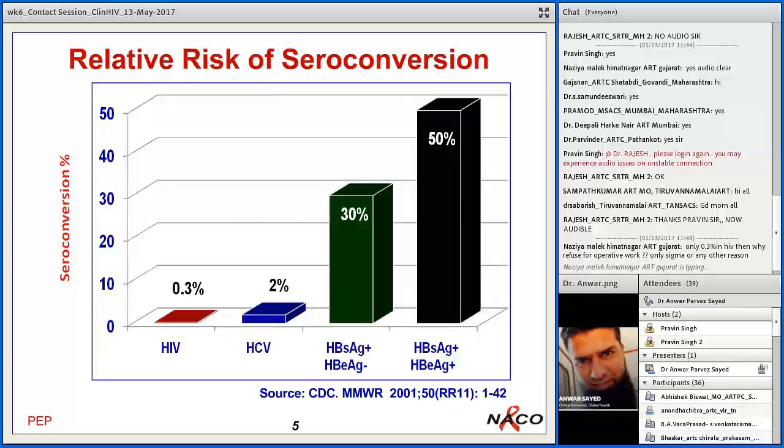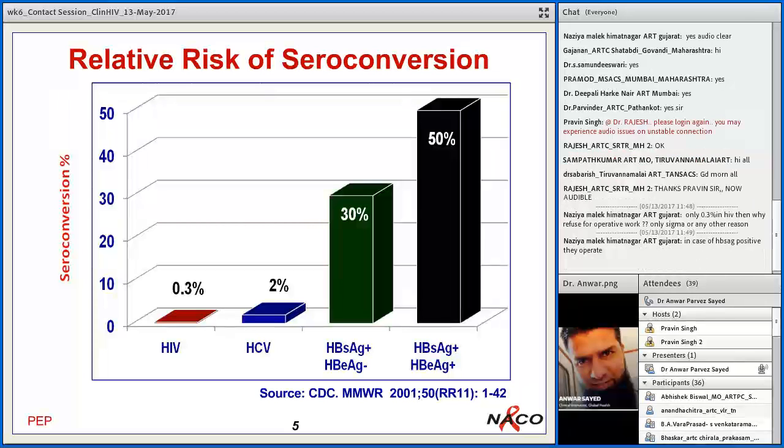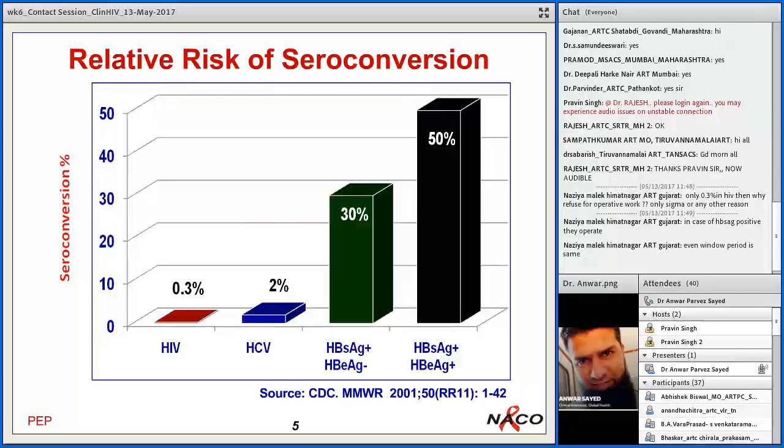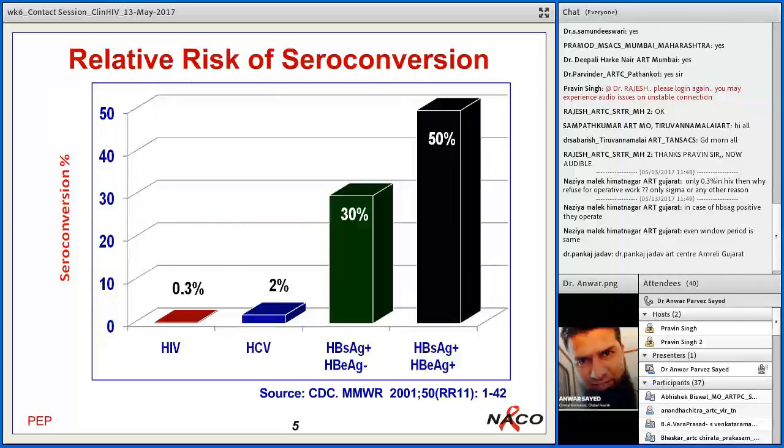There is a question or comment: only 0.3% HIV, then why refuse operative work? Only stigma or any other reason? This is actually good. I'll take this as a good comment. People refuse surgeries on HIV positives. That is very unfortunate to see. And the risk of exposure through needle stick injury is 0.3%. Obviously there is a kind of stigma which is very high amongst even some of the surgeons and other people also, because of which they refuse surgeries.